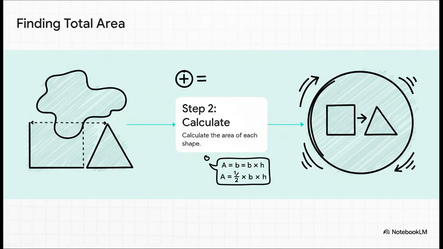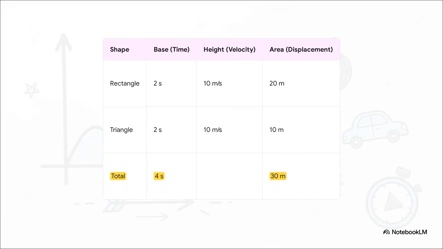Well, the answer is actually pretty clever, and it's a strategy you can use for all sorts of problems. We just break it down. We take this one complicated shape and we chop it up into simpler ones that we do know how to handle. In this case, it's a perfect rectangle and a perfect triangle. Easy. So let's run the numbers.